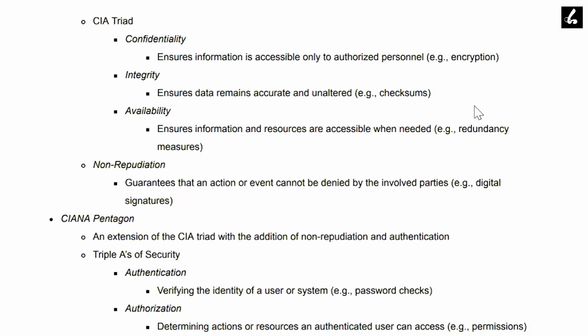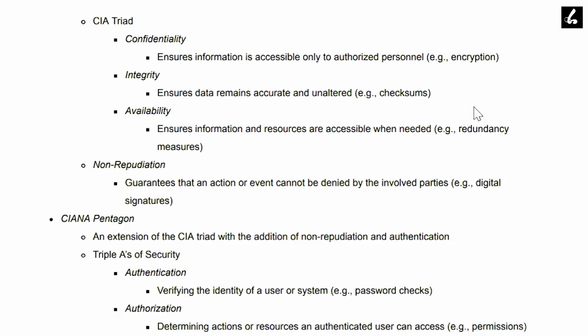Then the main picture came, that is the CIA triad. CIA is confidentiality, integrity, availability, and it is the pillar of security. If someone asks you on which basis security is standing, what is the pillar, you can tell them CIA. CIA stands for confidentiality, integrity, and availability.